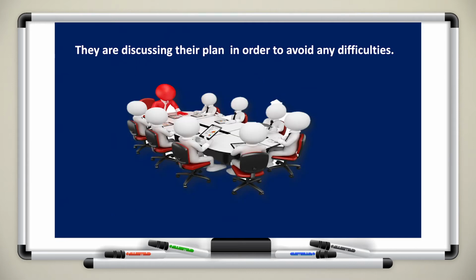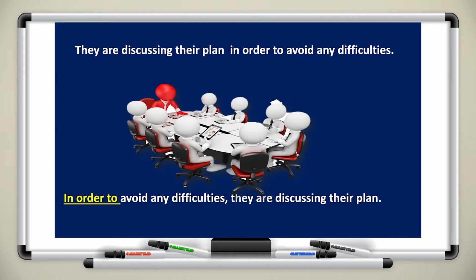Let's look at another example. Here, they're discussing their plan in order to avoid any difficulties. Can you find the connector here? Exactly, it's in order to. They're discussing their plan in order to avoid any difficulties. We can also start our sentence with it and say, in order to avoid any difficulties, they are discussing their plan. Very easy.